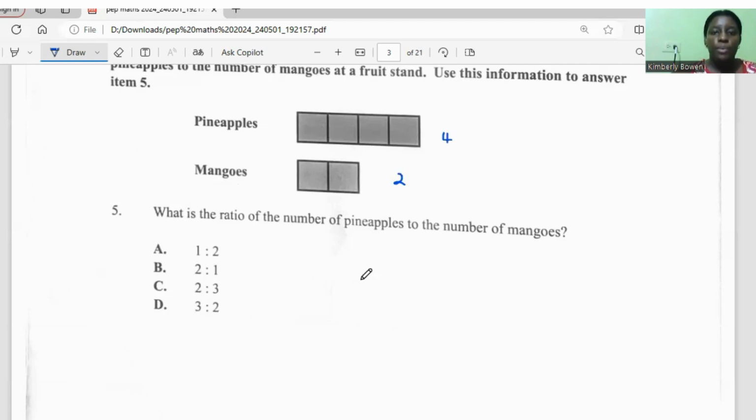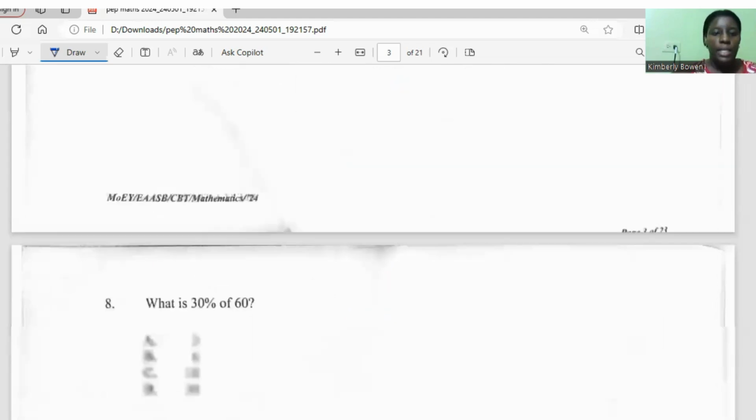So there are 4 pineapples and 2 mangoes, so it will be 4 to 2, but we're not seeing 4 to 2, so we'll have to simplify. We can choose a number that can go into both 4 and 2, and that's 2. 2 into 2 is 1 time, and 2 into 4 is 2 times, so the ratio is 2 to 1. Let's look at the next question.